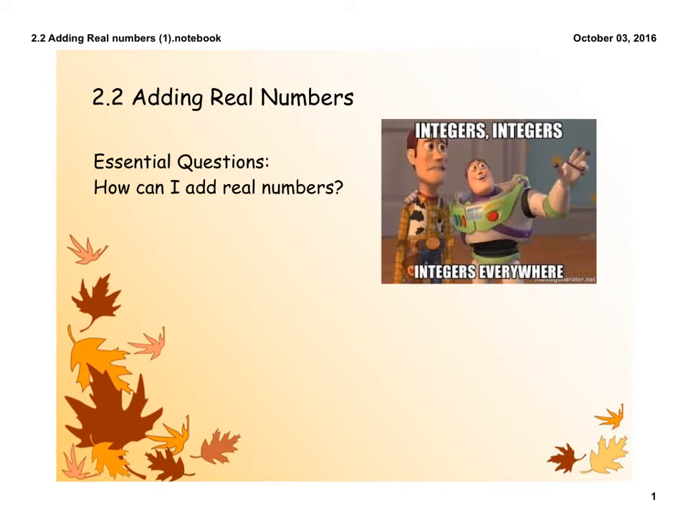And you know what? You say you understand adding, but when it comes to adding with positives and negatives, we tend to make a lot of mistakes. So here we go. How do we add real numbers?